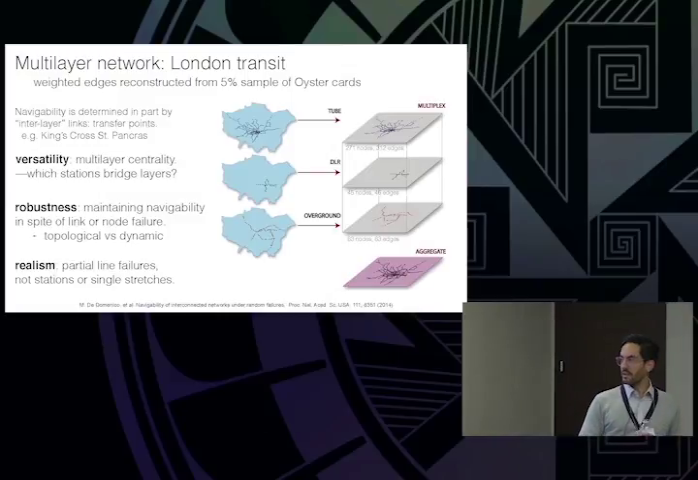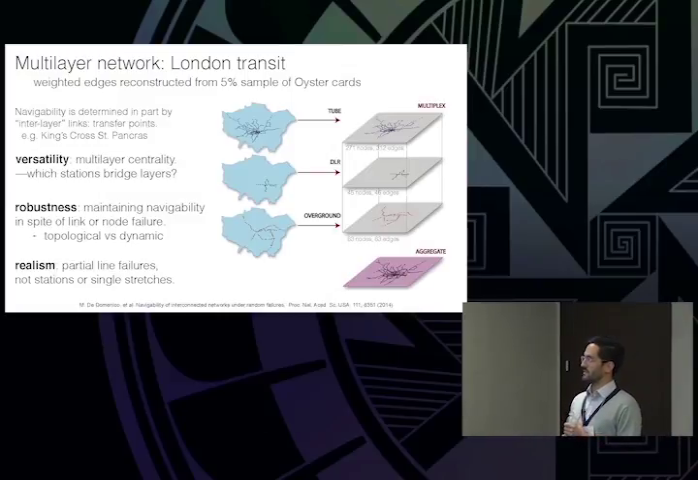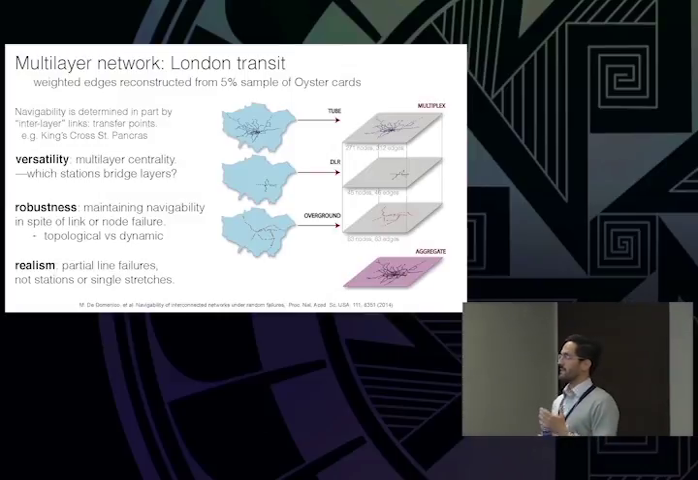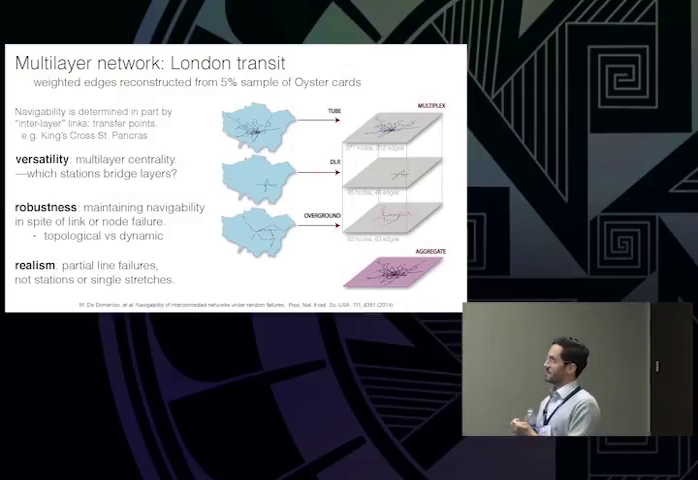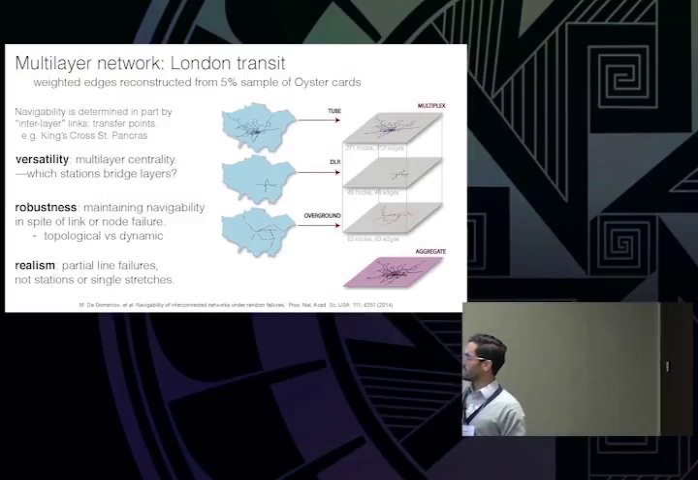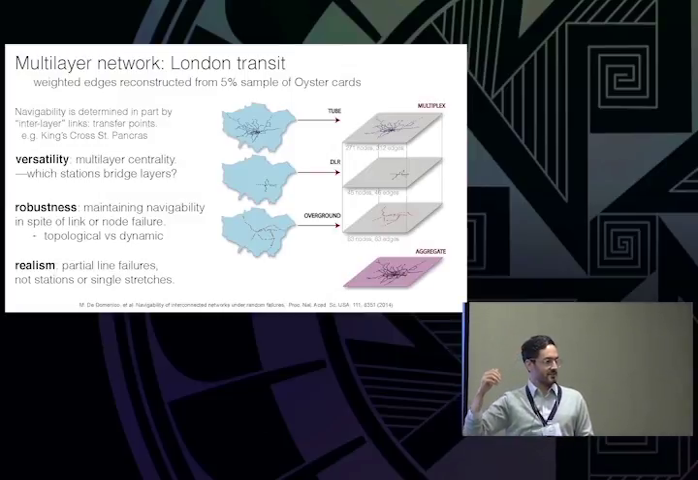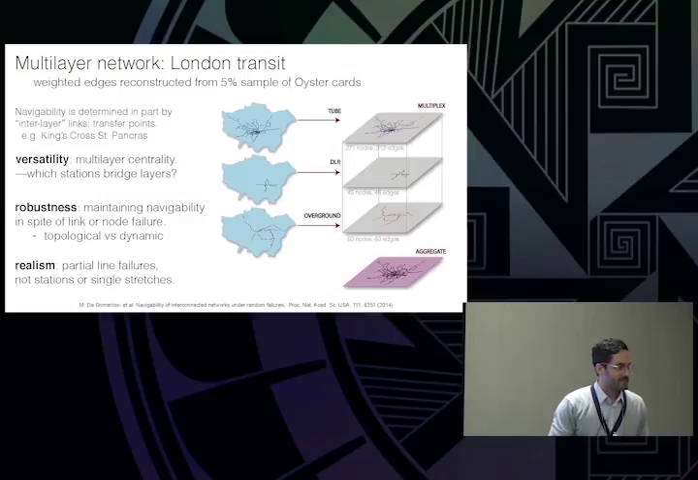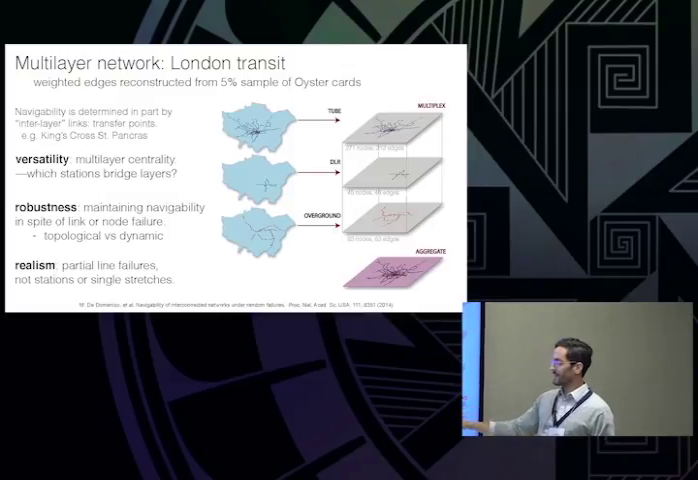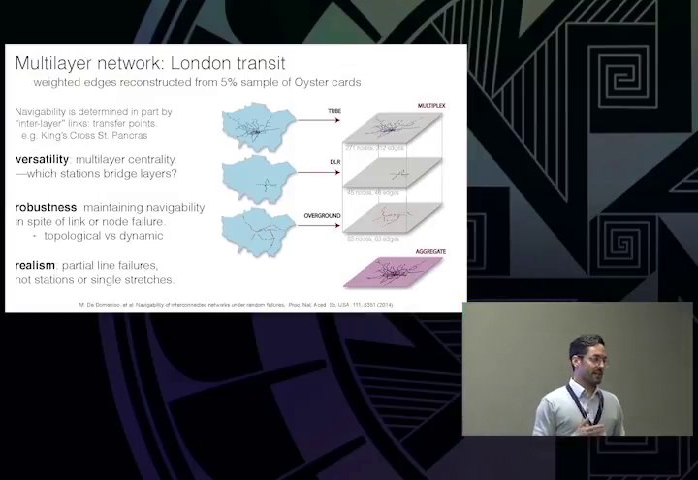There's a really nice study that brings up a different aspect of these, which is that it's not always the case that you can get from a node in one layer to the corresponding node in another layer. So in this case, some researchers got 5% of the samples of Oyster cards in London's transit. People can take the tube, they can take the DLR, which is the Docklands Light Railway. Another kind of train. Or the overground. So they have different numbers of nodes and edges in each one of these, and you could look at the aggregate network.